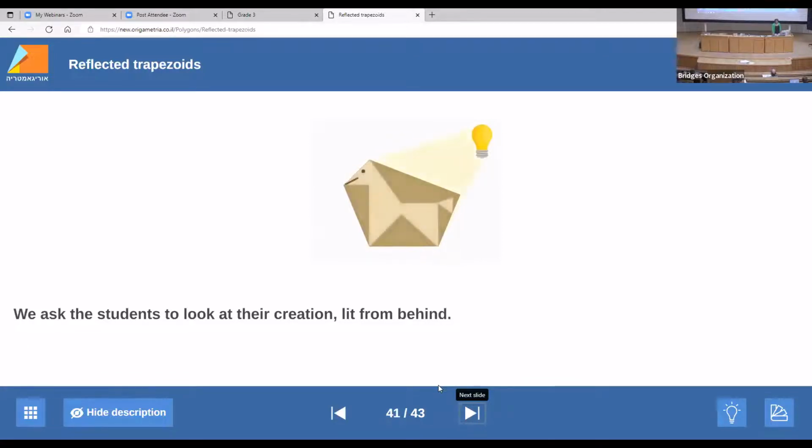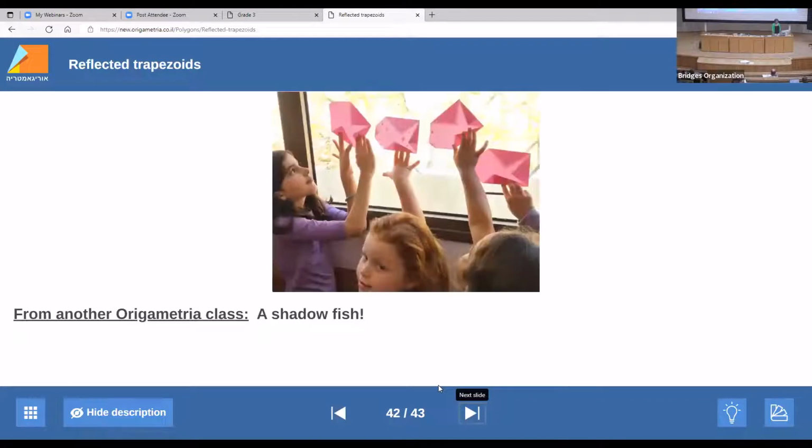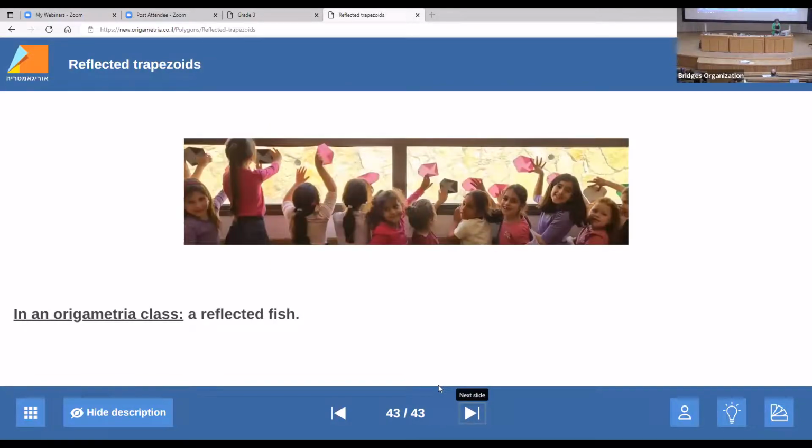So we did a similar model. It's a fish. And look what the children did. They run to the window and start to look at it from the window. This is something some of the teachers sent me. They designed the fish and looked at it from the window. They ran to the window, and it's beautiful to see it, yeah?